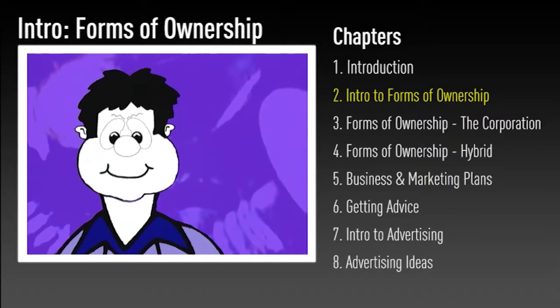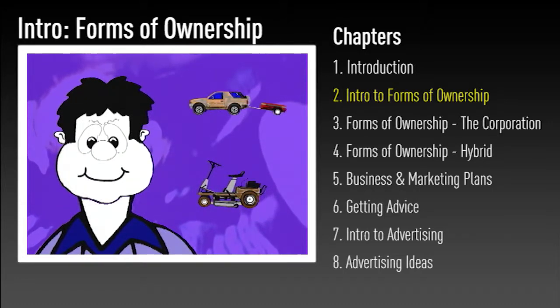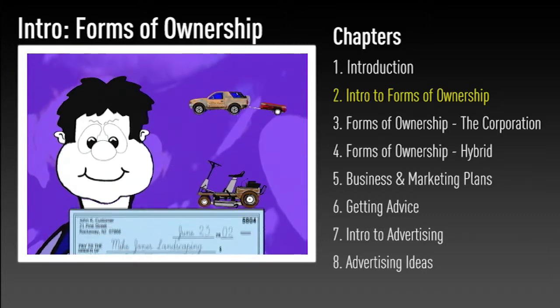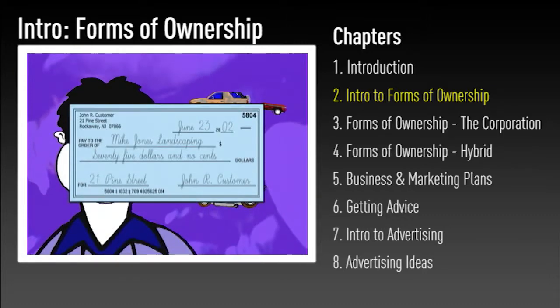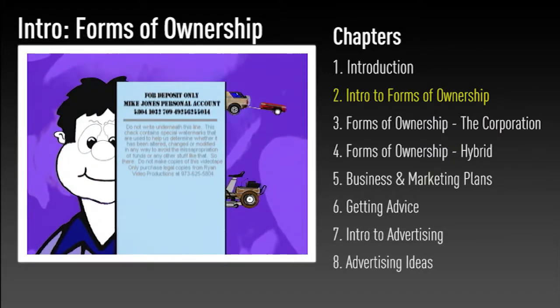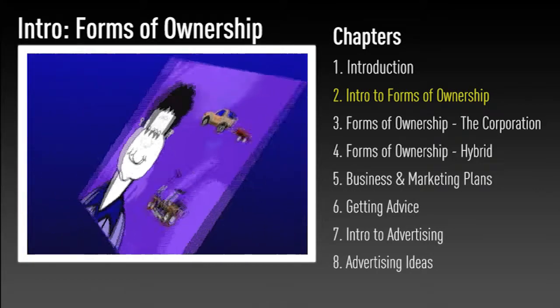Mike Jones is a landscaper. He has a truck and lawnmower. He does business under the name Mike Jones Landscaping. His customers pay him by check made out to Mike Jones Landscaping, which Mike deposits into his personal checking account. Mike is an example of a sole proprietor.